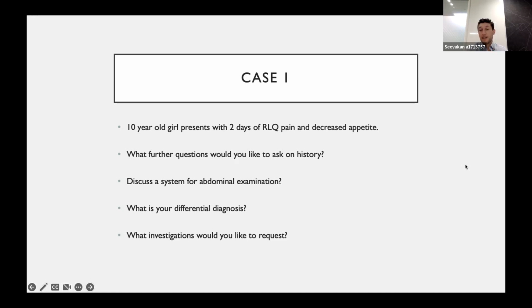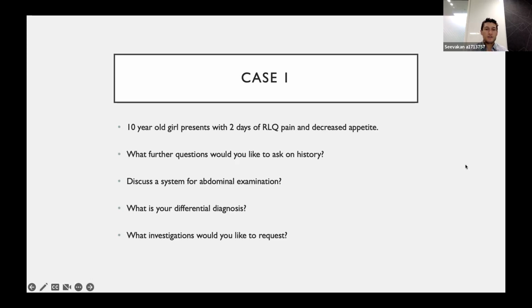Then in children, I think there's a limited role for auscultation when it comes to an abdominal exam, to the point where I do not do it. In your exam, I would say you would auscultate the child, but it doesn't result in any clinical benefit for the child, so I don't do it.